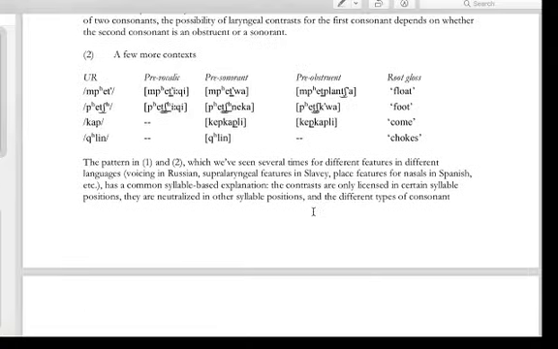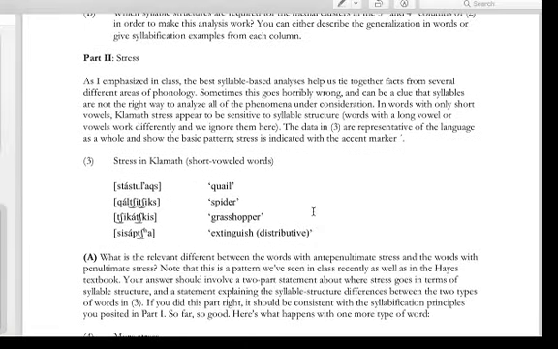And then converging on that conclusion, when you get these obstruent-obstruent sequences, you find that the preceding syllable is behaving as heavy in Klamath, which is exactly what we predict, and it's attracting stress. So this is really good so far.